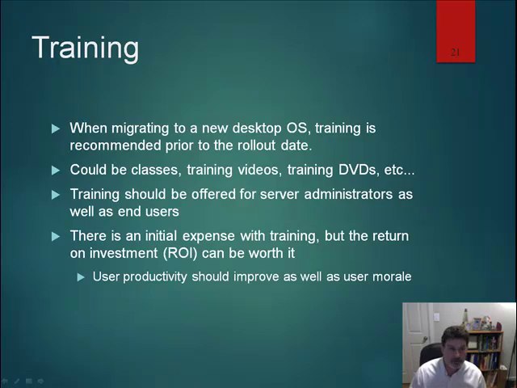Training should not be underestimated as well. When migrating to a new desktop operating system, training is going to be recommended prior to the rollout date for all of your users. Training should be multifaceted. This could be classes, training videos, training DVDs, or a collection thereof. We could even use fact sheets on websites with videos. We could get very elaborate with this. Training should be offered for server administrators as well as end users. There is an initial expense with training, but the return on investment is certainly worth it.